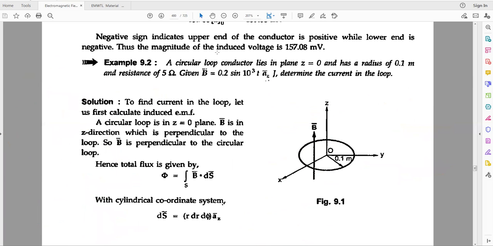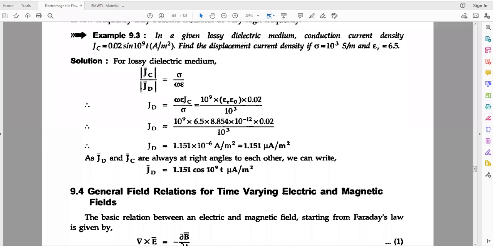The next example. In a given lossy dielectric medium, conduction current density JC is given, in ampere per meter square, that is 0.02 sine 10 power 9 into T. Find the displacement current JD they are asking, if the sigma is equal to 10 cube, and epsilon r is equal to 6.5.